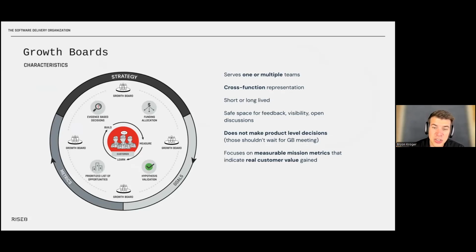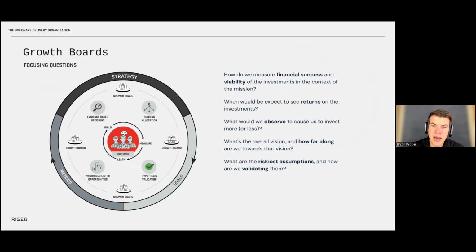Growth boards should not be making product level decisions. So we're not looking at their cascade and deciding what they need to build next, nor should those ever wait for a growth board. And then we're focused on those measurable mission metrics at the top level that indicate real customer value.